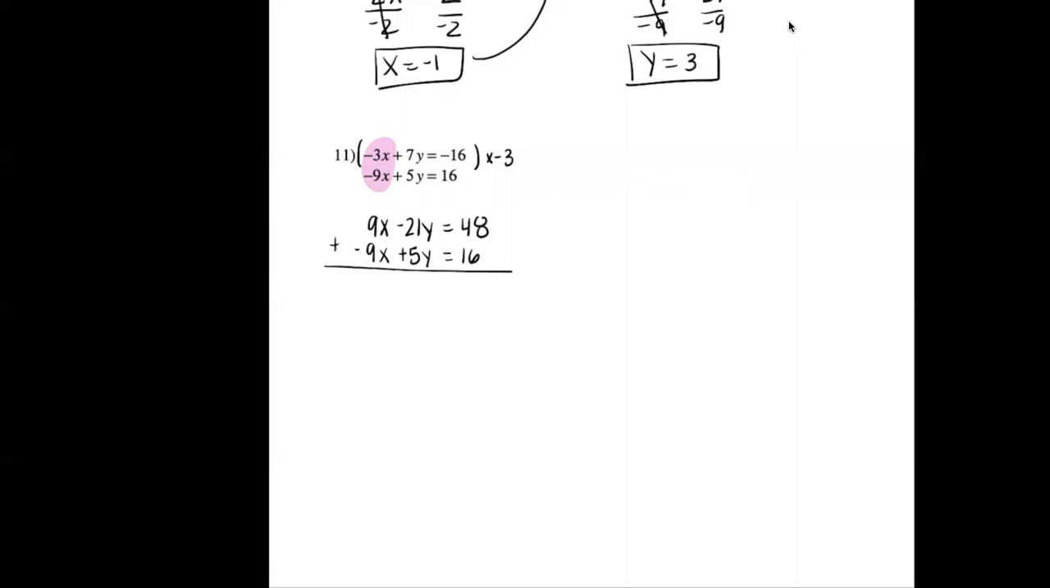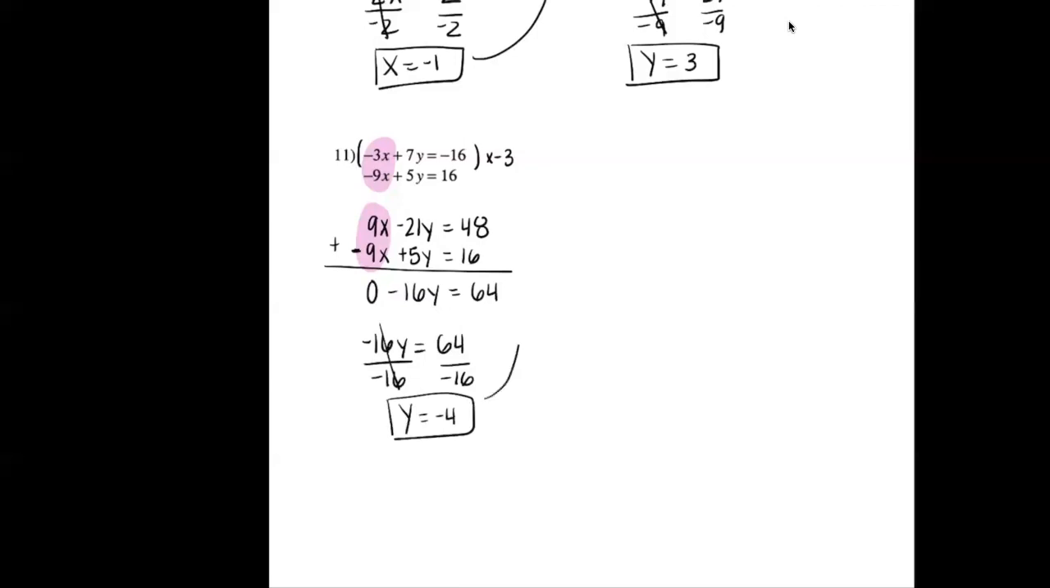So 9x minus 9x, because this one's negative, adding a negative is just like subtracting. So these cancel out. And I'm left with 0 minus 16y equals 64. So I'm left with negative 16y equals 64. I have to divide both sides by negative 16. And I end up with y equals negative 4.